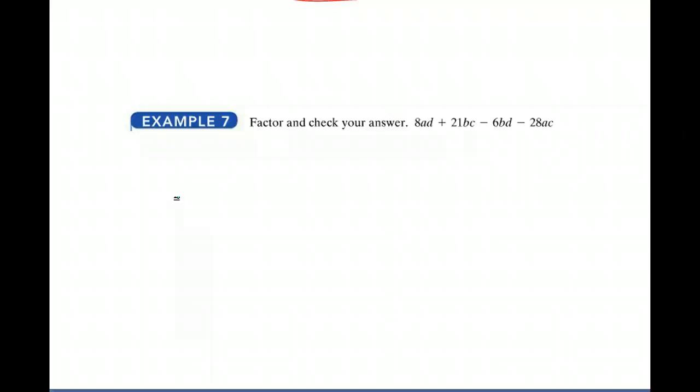Okay, by now you should have had an opportunity to complete example 7. If you were to put parentheses around your first two terms, would we have a GCF to remove? No, we don't. Let's look at our next two terms. If I put a parenthesis around those, do I have a GCF to remove? Well, I could take out a 2. I don't think that's going to get me where I need to be as far as my factoring by grouping is concerned.